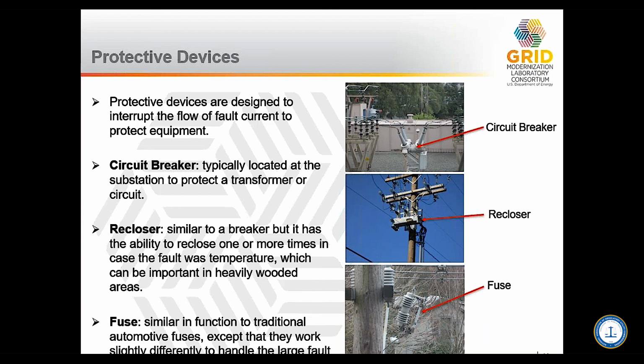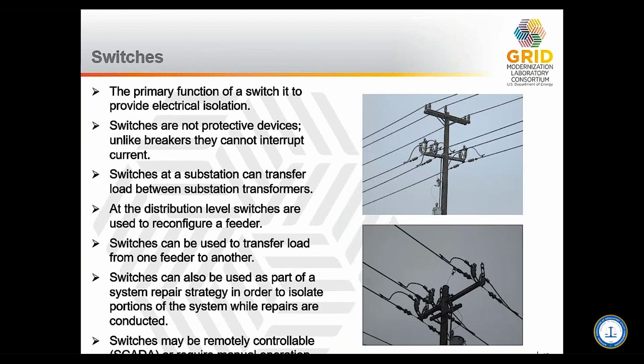Next slide, please. Slightly in contrast to protective devices, I should say, while a protective device can reconfigure the system by opening and closing, switches can also do the same function, but they are not designed to interrupt fault current. And so their primary function is to provide electrical isolation. And so this could be either for maintenance, where the crew will go in and open up to work on a transformer or a piece of line. They could manually switch different sections of conductor to other circuits, but they are not protective devices. If a fault occurs, they will continue to allow fault current to go through there.